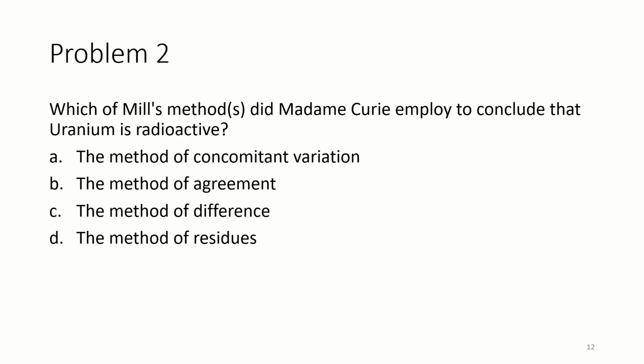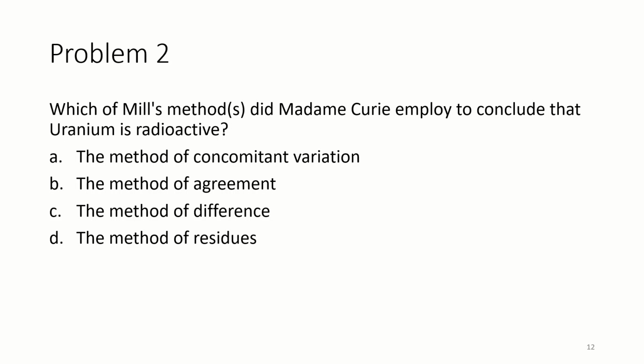Method of agreement. Conditions leading to B are different, but factor A is common. Okay. And method of difference. In one case B happens, while in another case it doesn't. It is due to the factor A.